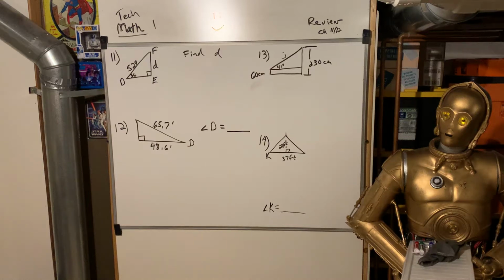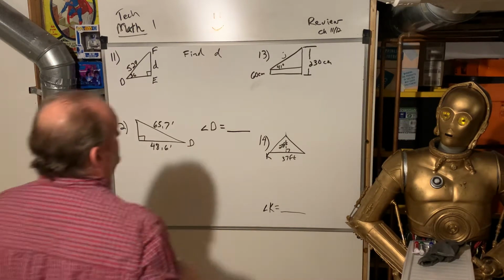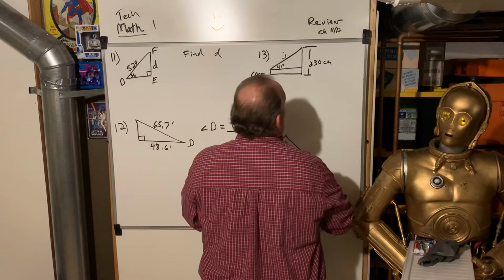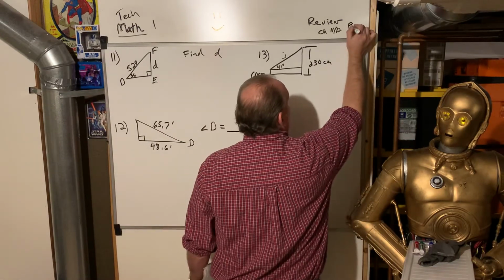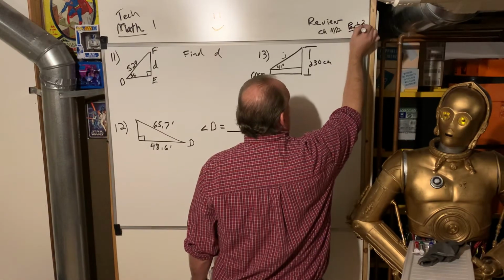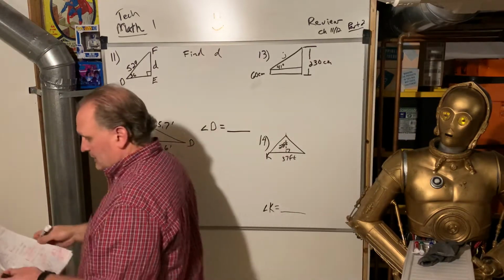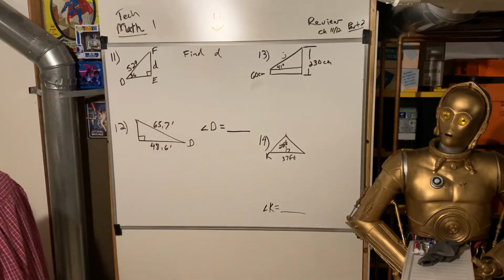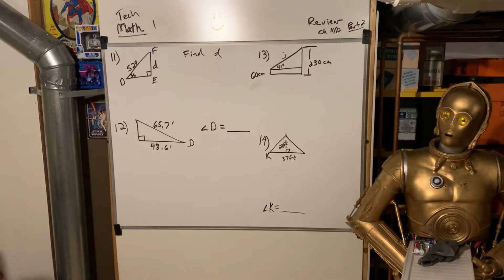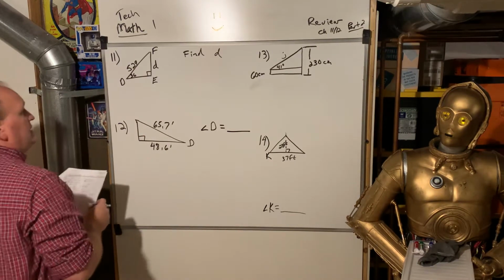Okay, we're back. This is Techmath1. We're looking at review for chapter 11, 12. This is part 2. So we're picking up on number 11 on the review, and that says find D, find side D.